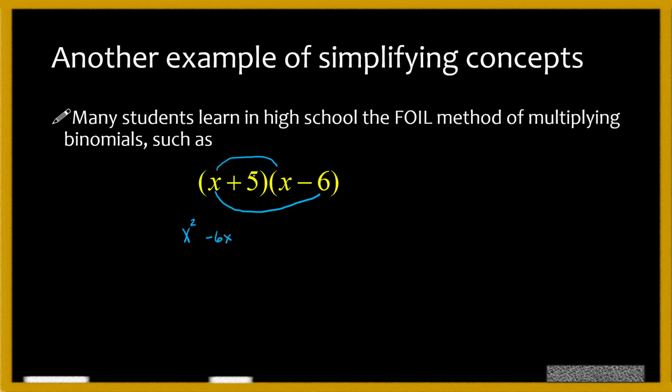Now, I for inside means take the inside two terms, which would be 5 times x, so that's plus 5x. And L for last term, meaning take 5 times minus 6, and I get minus 30. So by simplifying this, I get x squared minus x minus 30.